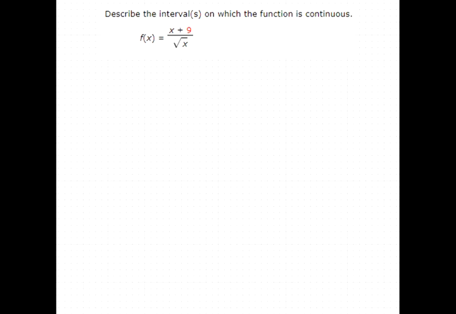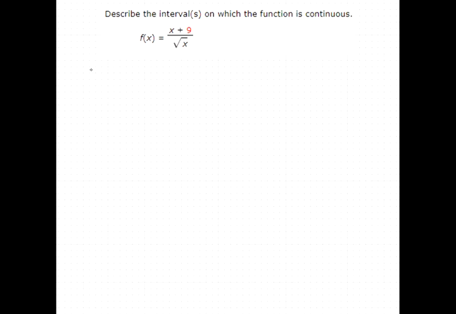So the domain of a function is all real numbers except the ones that break a rule. Any rule. So in this problem, it looks like there's two rules that apply. We have a fraction, so there's a rule with fractions. You can't have 0 on the bottom. And we have a square root, and there's a rule that has to do with square roots. You can't take the square root of a negative number.